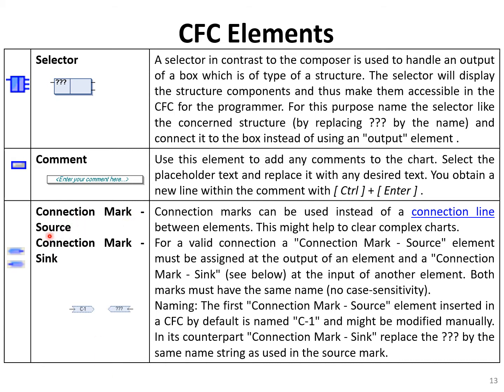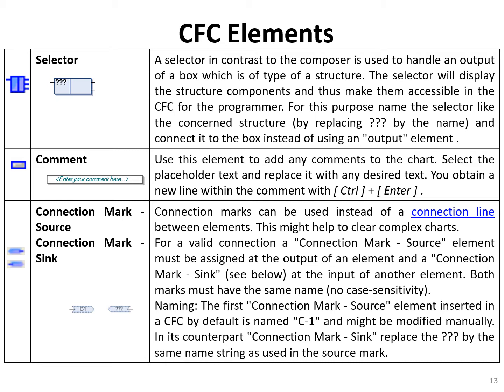And connection mark source and connection mark sink. You already have seen how we could have a question mark by right clicking on connection line and choosing connection mark. This is one way, or you could replace and connect them or associate them together manually. Connection marks can be used instead of connection line between elements. This might help to clear complex chart.